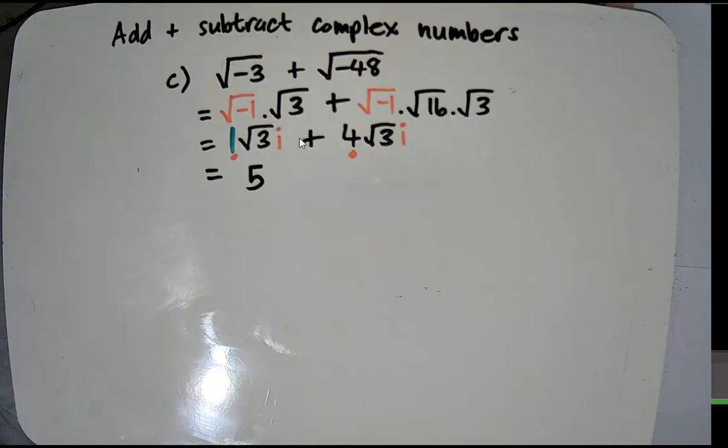So you have 1 root 3 plus 4 root 3 will give us 5 root 3 i. Because all of this at the back, the root 3i is like saying 1x plus 4x, because you are adding and not multiplying. So like terms come in with adding and subtracting.